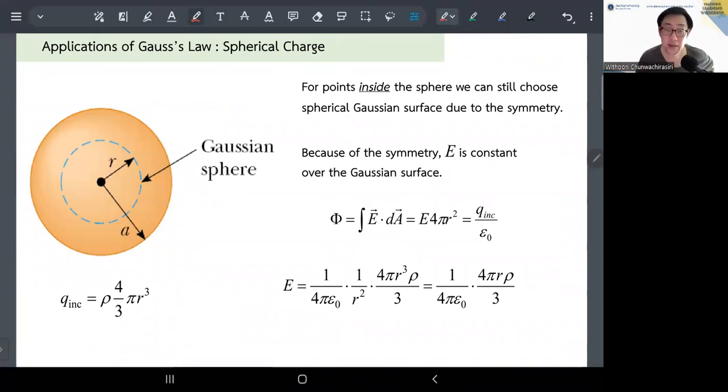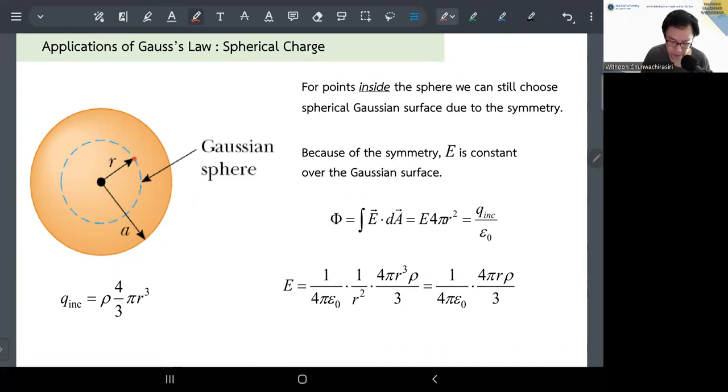What about inside? Well, of course, we're not going to try to do any Coulomb's law anymore. So we're still going to use the same trick. No matter if it's outside or inside the ball, it still retains the spherical symmetry, right? So that means you still build a Gaussian surface in the shape of a sphere. Same thing.